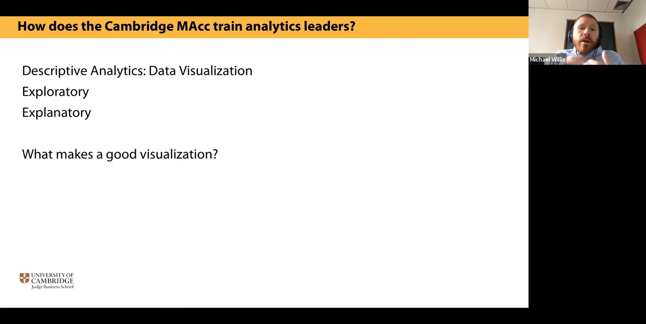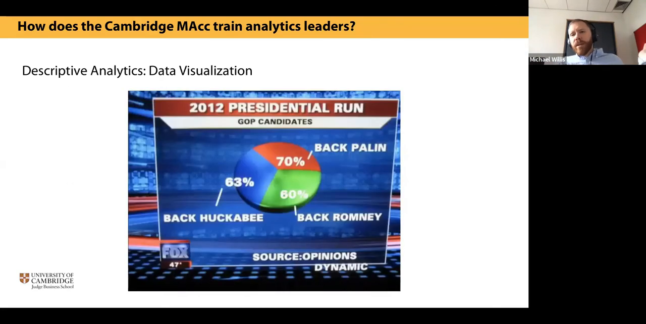And so this is where we go into what makes a good visualization, and alternatively, what makes a bad visualization. There are lots of examples that we can draw on here from the world of good and bad visualization. Here's a particularly bad one from the 2012 presidential election in the United States. You can probably see what's wrong with this if you look.